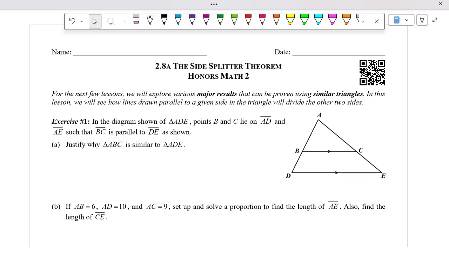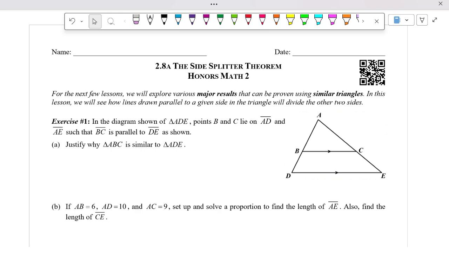What's the last one? There's one more. Look back at your notes if you don't remember. We talked about it. What's the last similarity postulate? We already got angle, angle. Side, angle, side. Good. So side, angle, side, which means two sides that are proportional and the angle in between them is congruent.